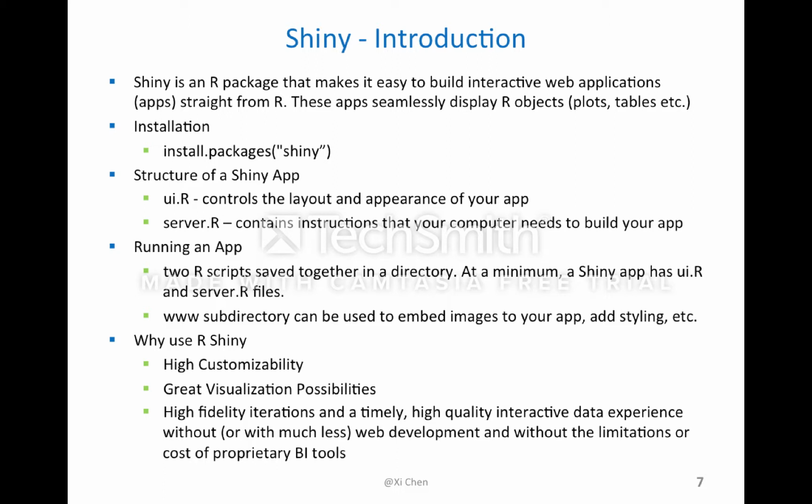To run an app, you have to put the two scripts, the UI script and also the server script, together in the same directory. At a minimum, a Shiny app has to have these two scripts at least. And also you can create a subdirectory called www if you want to add some styling or add some images to the app. We'll be talking about this later.